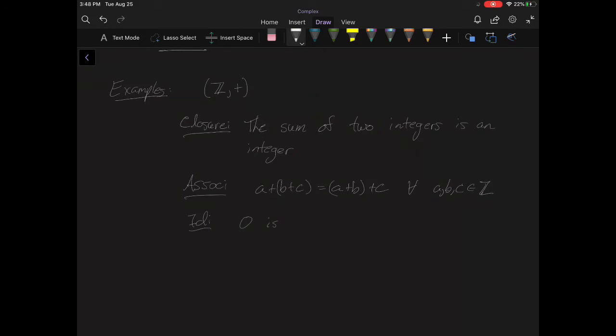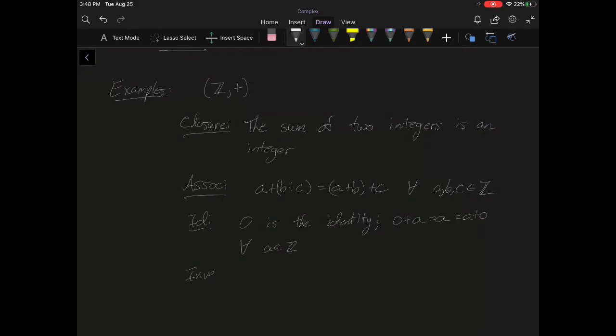Next, we're going to look at the identity. So we claim that 0 is the identity element, and we all know that it's true because if I take 0 and I add it to any number, I'm going to get that number back. And it doesn't matter which order I add 0 to it. So, for example, 3 plus 0 is the same as 0 plus 3, and that's 3.